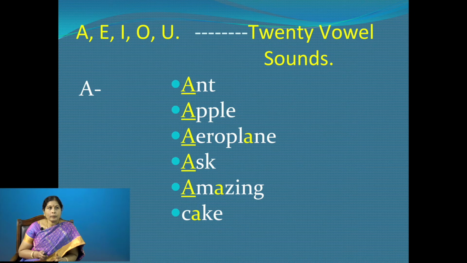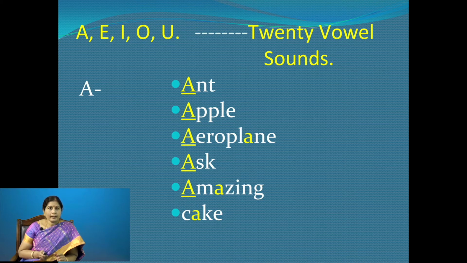Okay. Now you have learned that we have 5 letters A, E, I, O, U, whereas we have 20 vowel sounds. What are those? You will be learning about that, but are you wondering why? How come we have 5 letters and 20 sounds? Let us see one example.